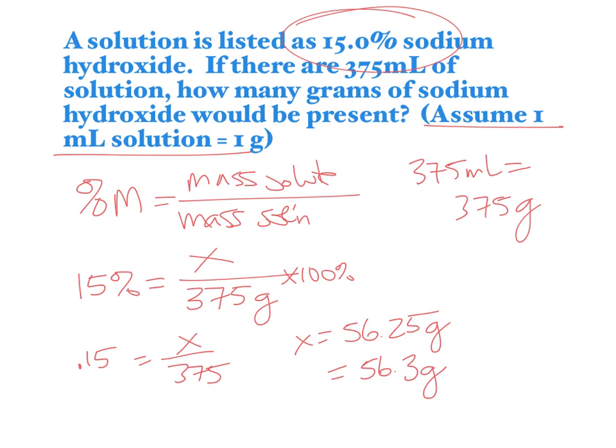I wouldn't have marked it wrong if you wrote it as 56.2 either, but 56.3 is more correct. 5 always rounds up if it's exactly 5. There you go. Answer 56.3.